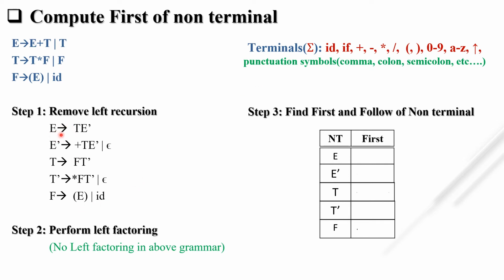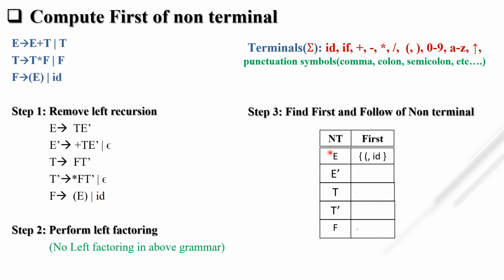So E's first is capital T, which is non-terminal, so we have to go to this T. T's first is also non-terminal, so we have to go to F. F's first is opening bracket and ID. So what is the first of E? Opening bracket and ID.